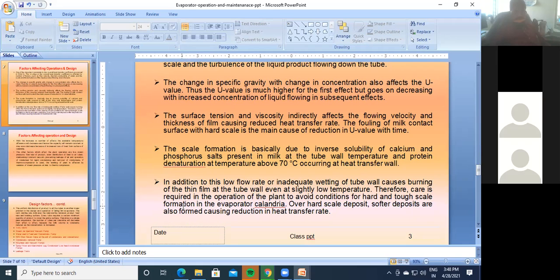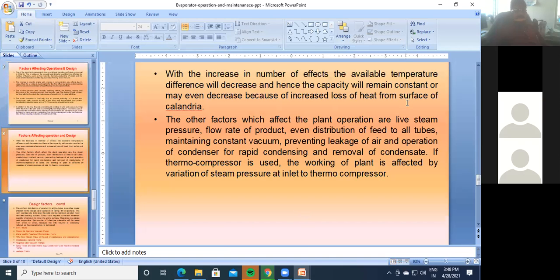Therefore, care is required in the operation of the plant to avoid conditions for hard and tough scale formation in the evaporator tube. With increasing number of effects, the available temperature difference will decrease and hence the capacity will remain constant, because with the same temperature difference Q is not going to change if the first effect temperature and the last effect temperature are the same. If the difference is the same, capacity is not changed, but because the same vapor is utilized for heating in the second, third, and fourth effect, economy will certainly improve.